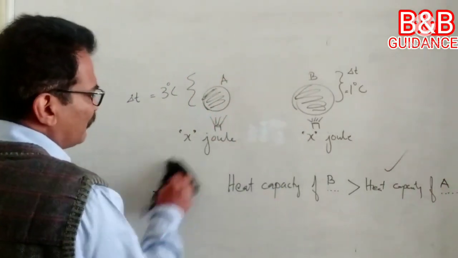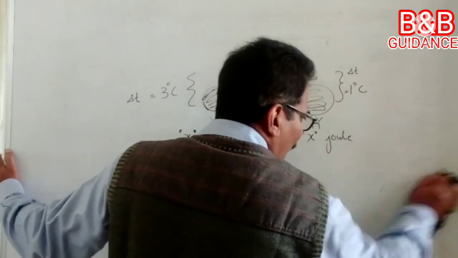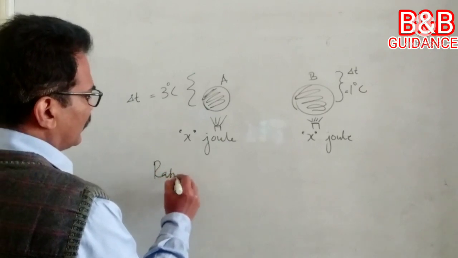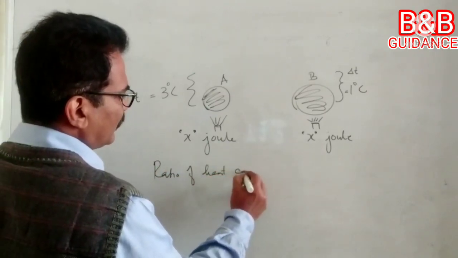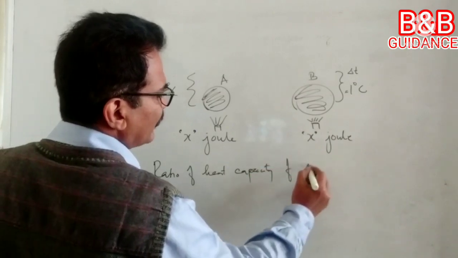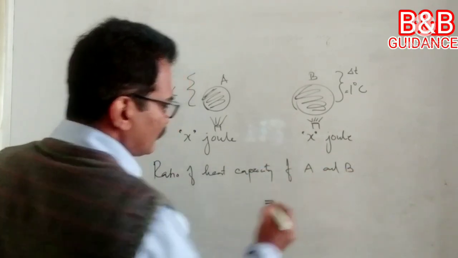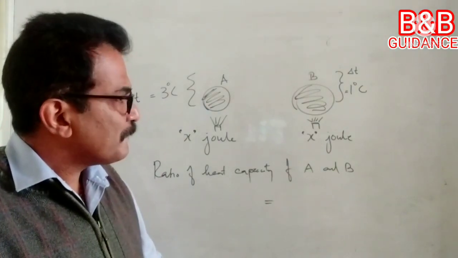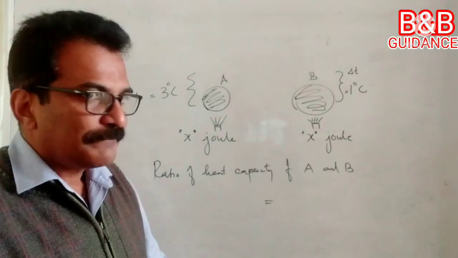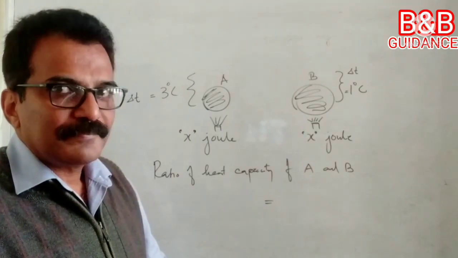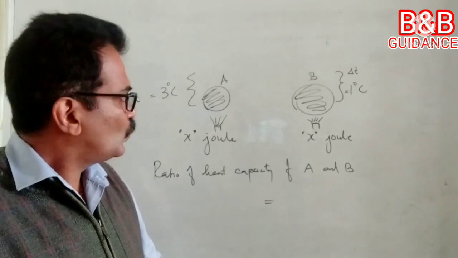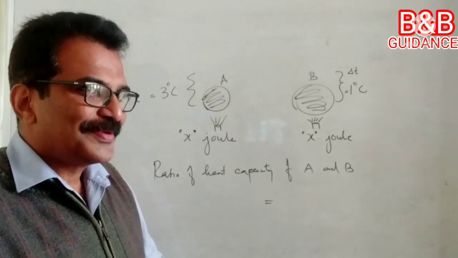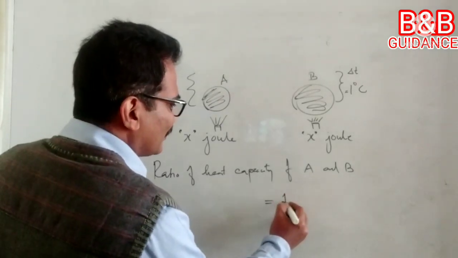Yes. I am modifying my question. Same statement I am giving, my question I am changing. What is the ratio of heat capacity of A and B? Two is to three. Sir, 1 is to 3. 1 is to 3 now.